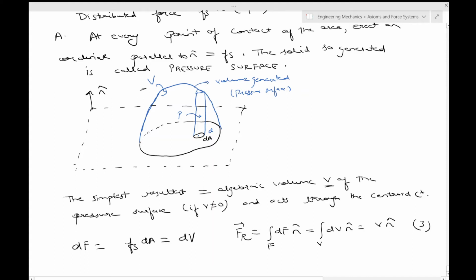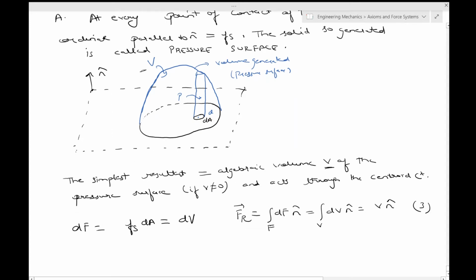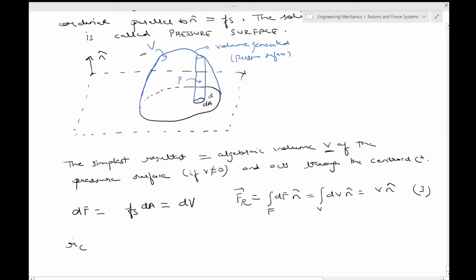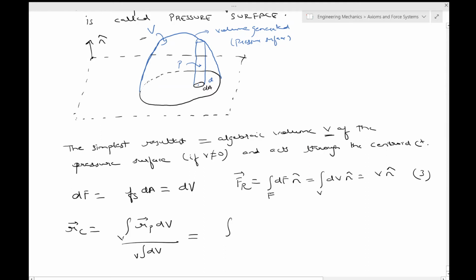And where does it act? We have to show that it again acts through the centroid of this volume, this solid which is generated. So we'll proceed similarly. We will write the centroid of this as Rp. In the volume case, it comes out like this, we have already seen that, and this is the integral of R dV by V. Now Rp is equal to Rq plus 0.5 Fs n hat.